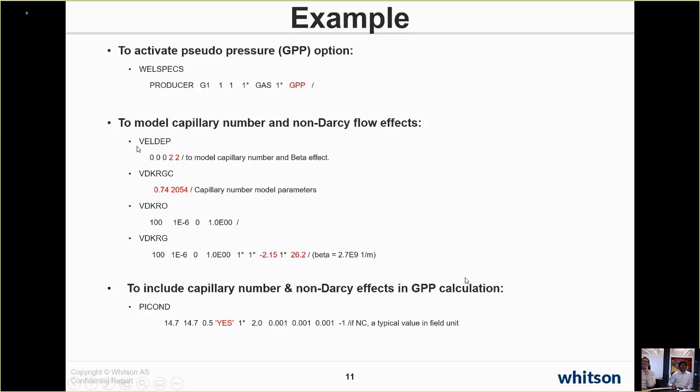And then we have to activate the capillary number effect and non-Darcy flow effect. We have to go to this keyword VDFLOW, and go to item number 5, and write 2 to activate the alternative model and activate for both oil and gas phase. This is 4: 1, 2, 3, 4. Item number 4, we are giving 2. It means we are activating a non-Darcy flow effect for the gas phase and using model number 2.